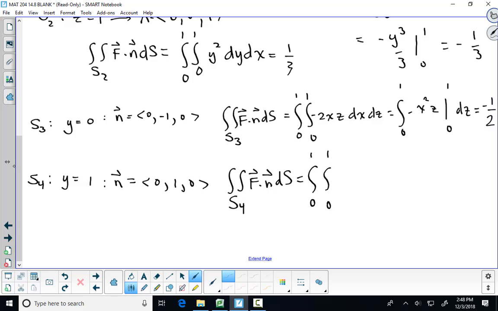The faces are all 0 to 1, so that's pretty easy. Now we get a positive 2xz. So this looks identical to that one, so this one's going to have to be a positive half. It is. So it's got to be the other two.